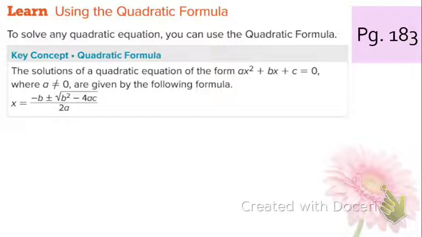So when you go to page 183, this is the quadratic formula. Who's seen this before? Raise your hand if you've seen the quadratic formula. Okay. So this is something that is covered in Algebra 1. It shouldn't be anything new.